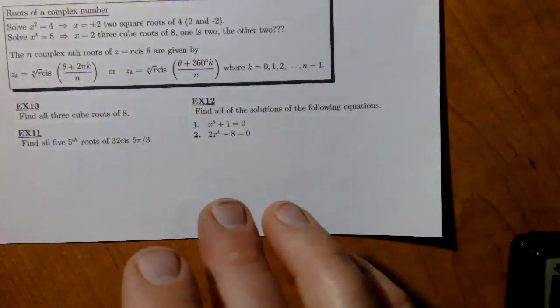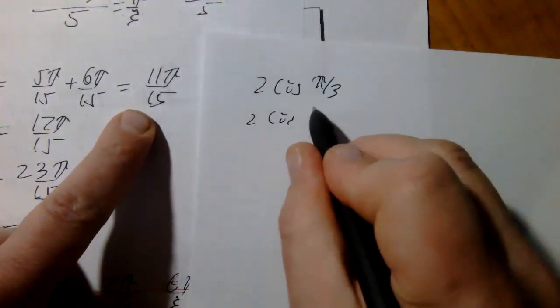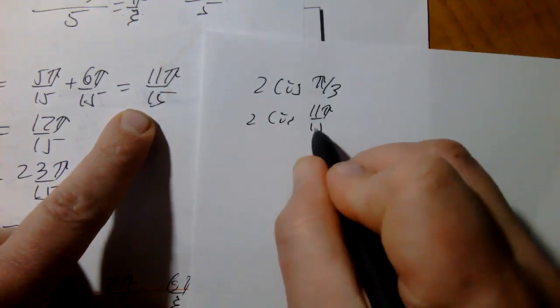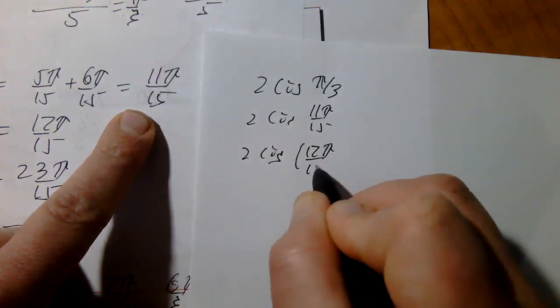Now I have to write the actual answer. So what are my answers here? They're all going to be 2 cis whatever. So it's 2 cis pi over 3. Then again, it would be 2 cis, add the next one, which was 11 pi over 15. And then 2 cis 17 pi over 15.